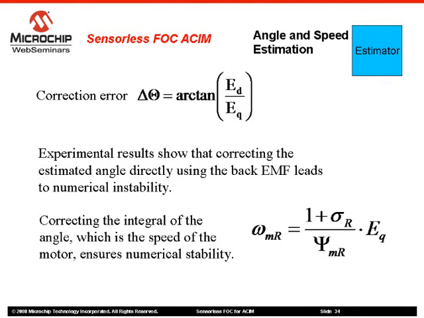A simple way to correct the error between estimated back EMF and actual back EMF would be to subtract the error, or delta theta, from the estimated angle. However, correcting the angle directly could lead to numeric instabilities. On the other hand, correcting the speed instead of the angle produces more stable results. Once the speed has been corrected, the angle is calculated by integrating the speed.